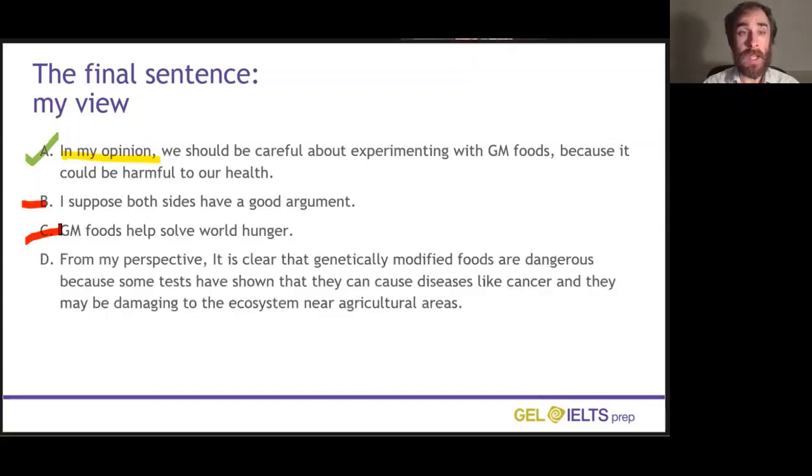D. From my perspective, it is clear that genetically modified foods are dangerous because some tests have shown that they can cause diseases like cancer and they may be damaging to the ecosystem near agricultural areas. Is this a good final sentence or a bad one? Look at the next question below this video and choose the correct option.